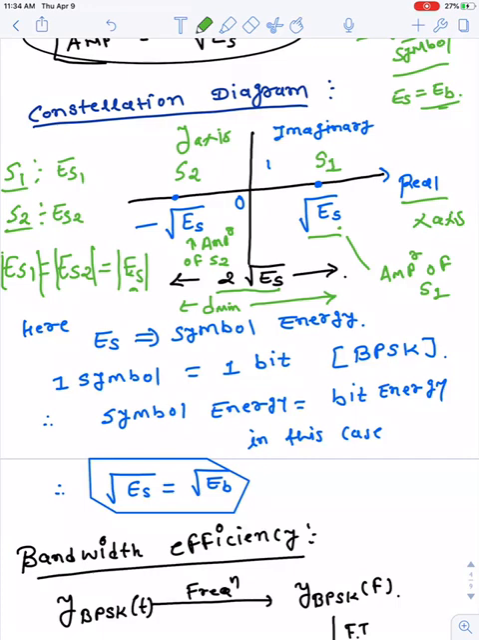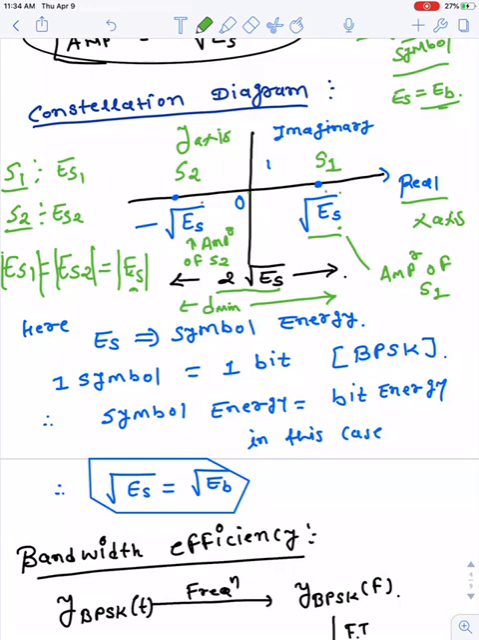If something is above the threshold, we take the decision in favor of the S1 symbol. If something is below the threshold, we take the decision in favor of symbol S2. So the threshold can be put at the midpoint, which is at 0. So this can be understood. This is a constellation diagram. In the constellation diagram, we are getting 2 points, 2 different amplitudes.